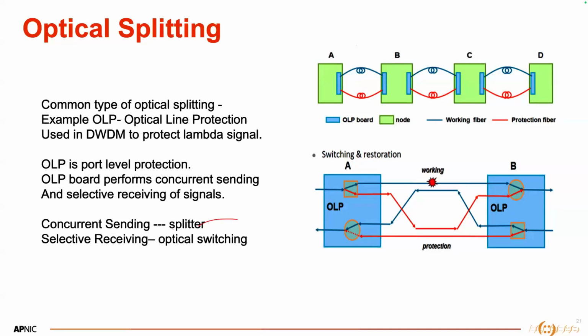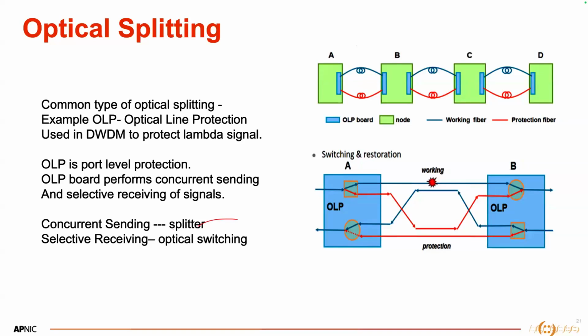And at the receiving end, there is a switch which selects which path to choose to receive the signal. So when the selector selects path A, it keeps receiving from path A. At the same time, the receiver gets the signal from path B as well, but since the switch is not pointed towards path B, it doesn't accept the signal from path B.